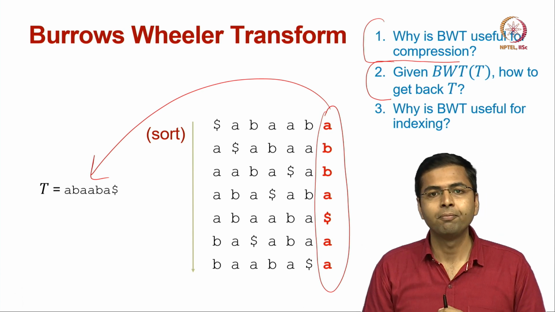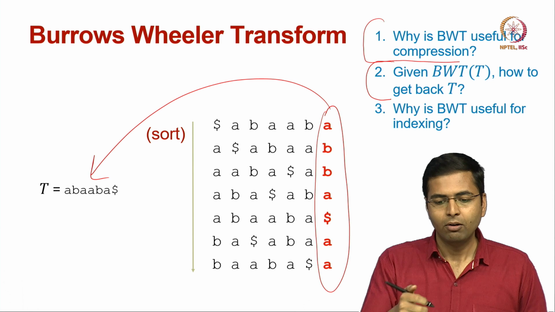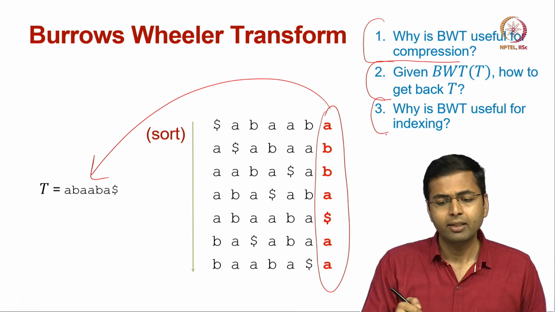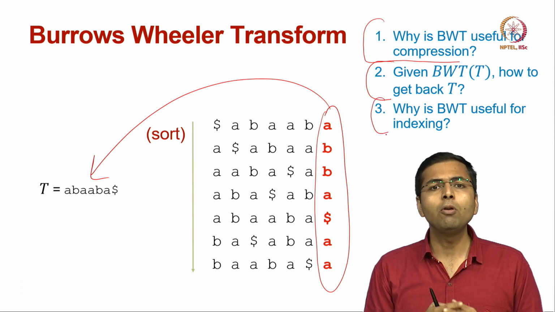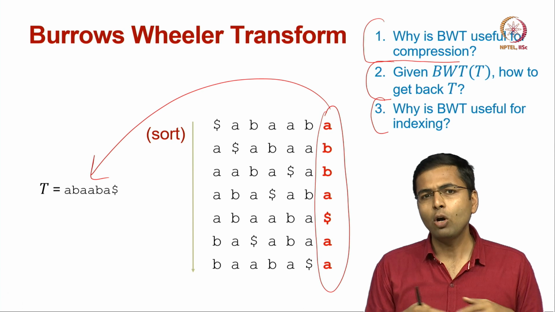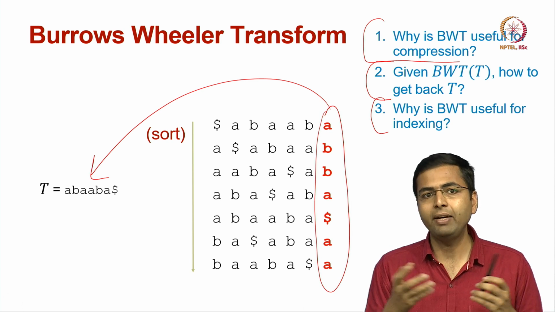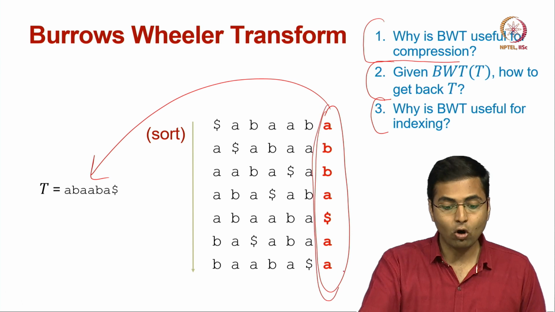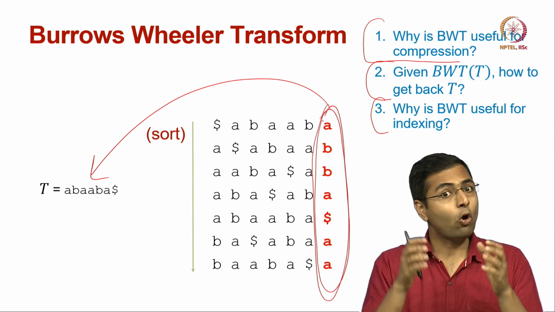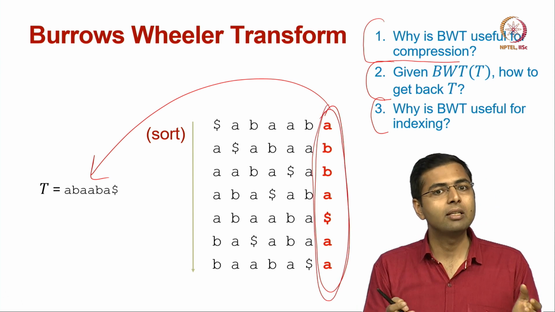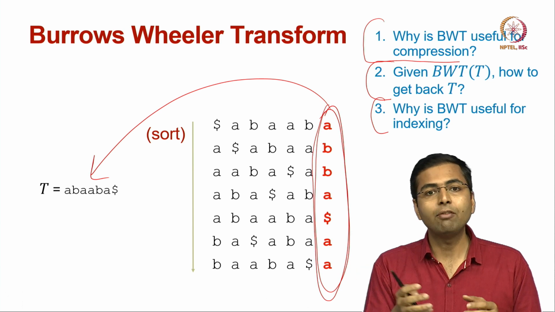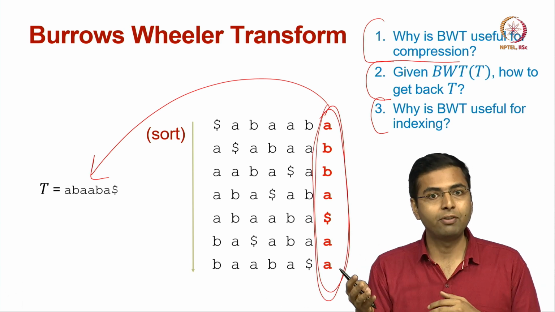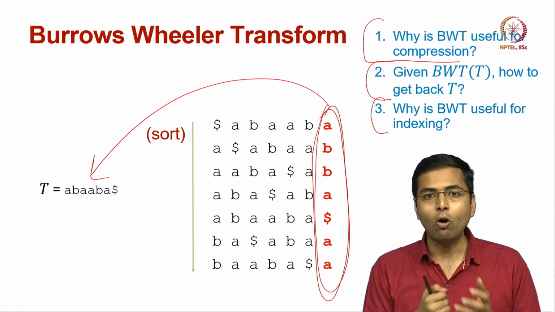Finally, we will see how this compression is going to be useful for indexing the text. So, how does it support the functionalities of suffix array or suffix trees? Because we only have access to this column, and how can this column alone support the functionalities that we saw with suffix arrays or suffix trees? So, that also we will see.